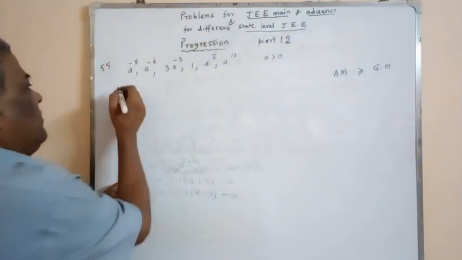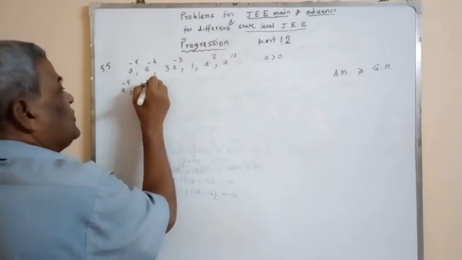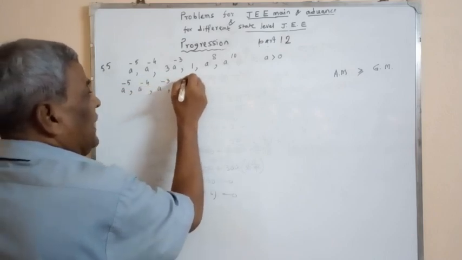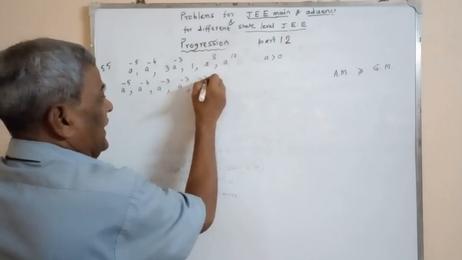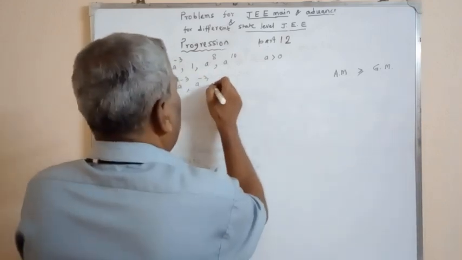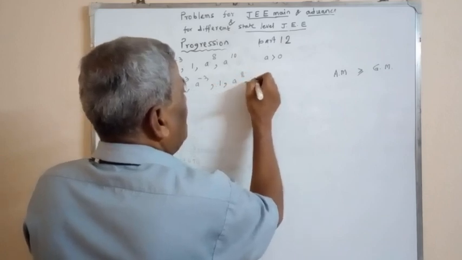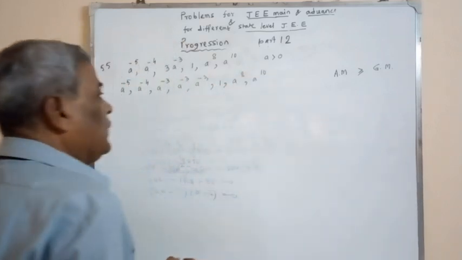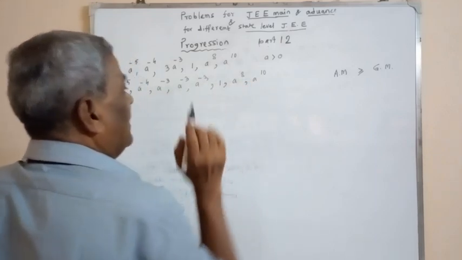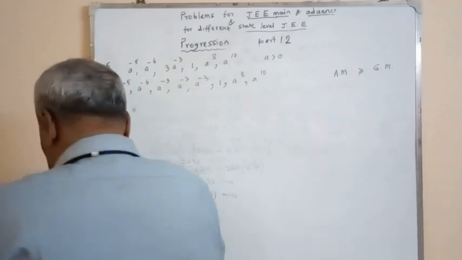The numbers are a to the power minus 5, a to the power minus 4, a to the power minus 3, a to the power minus 3, a to the power minus 3. They together are 3 a to the power minus 3. Then 1, a to the power 8 and a to the power 10. Altogether, there are 8 numbers: 1, 2, 3, 4, 5, 6, 7, 8.